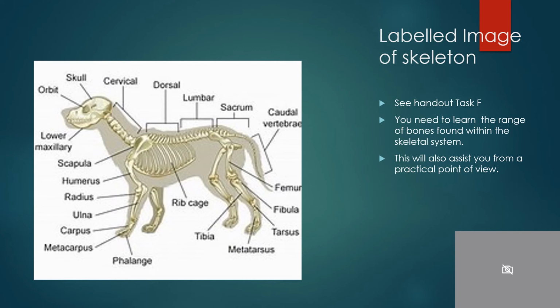Labelled image of a skeleton. Please see handout Task F to complete. You need to learn the range of bones found within the skeletal system. This will assist you not only from a theoretical but also a practical point of view. To have knowledge of where these bones are located within the body will aid your knowledge in other areas of your qualification, and also furthermore onto the level 3.